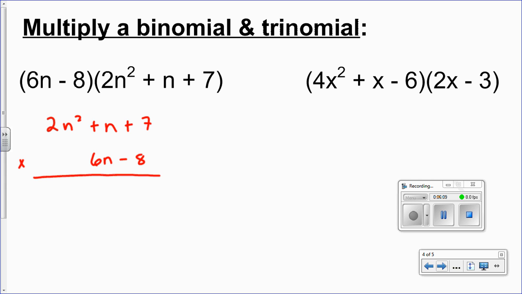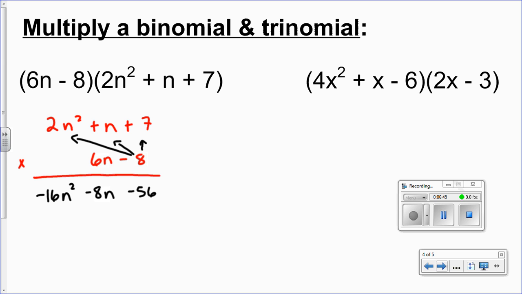Okay. So I'm going to start with this negative 8 here, and I'm going to multiply it by each term in the 2n squared plus n plus 7. So I'm going to do negative 8 times 7 is negative 56. Negative 8 times n is negative 8n. And negative 8 times 2n squared is negative 16n squared. Okay? So this is kind of like just regular multiplying.